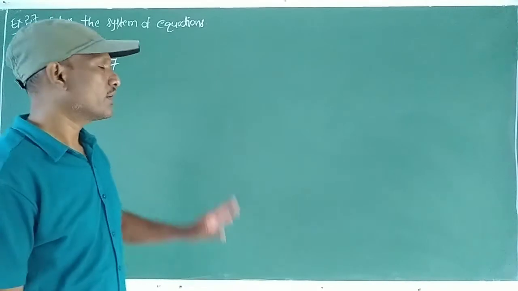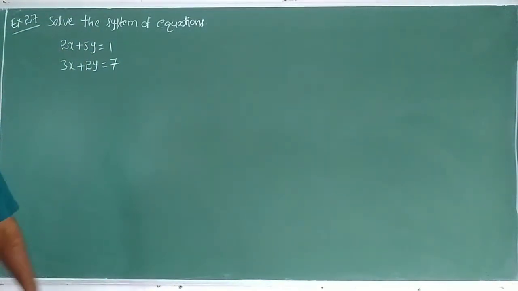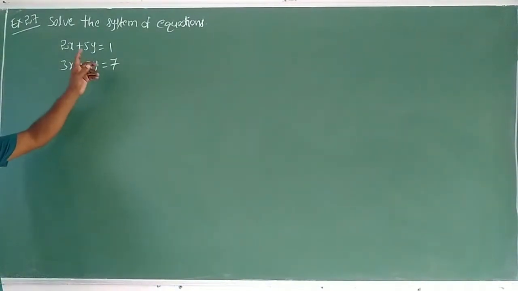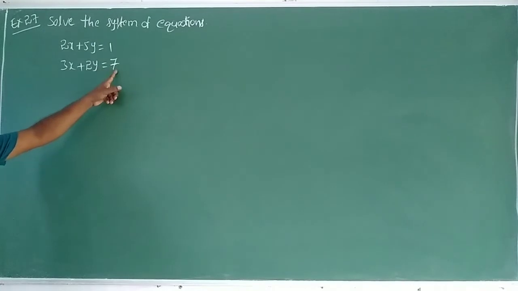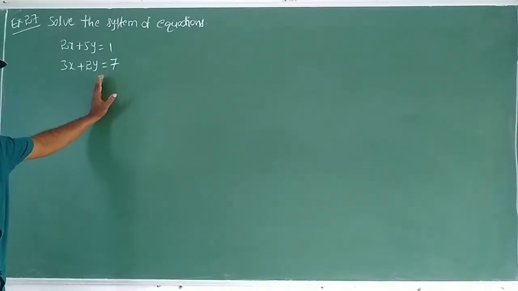Now I will explain example 27. Solve the system of equations. First, given equations: 2x plus 5y equal to 1, 3x plus 2y equal to 7. These two equations, solve the system of equations.